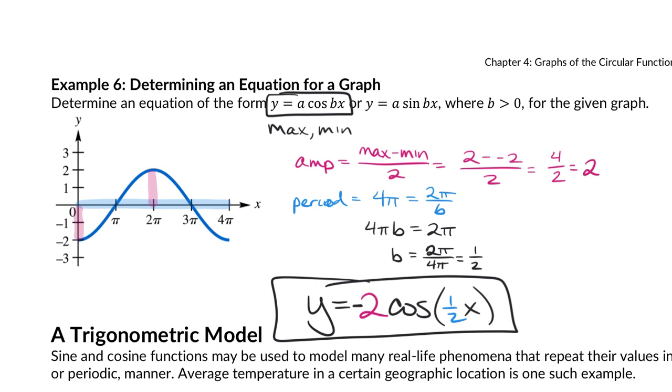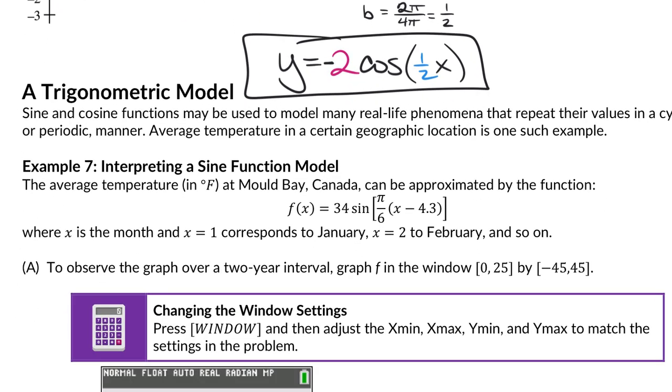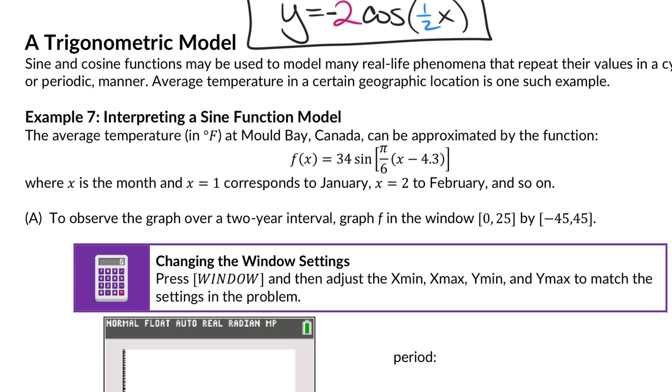When we're working with trig functions from real life scenarios, like example 7, they're not going to give you nice, neat numbers like I did on the first 2 examples. So we're going to need to use a calculator to help us find these values. Example 7 says the average temperature in degrees Fahrenheit at Mould Bay, Canada, I think that's how you say that, I haven't Googled it, can be approximated by the function f of x equal to 34 times the sine of pi over 6 times x minus 4.3, where x is the month and x equal to 1 corresponds to January. 2 is February. It will be a phase shift. We'll talk about it later.